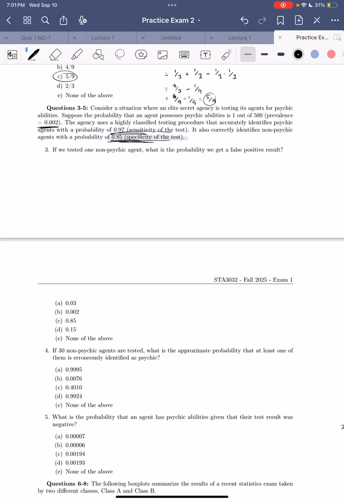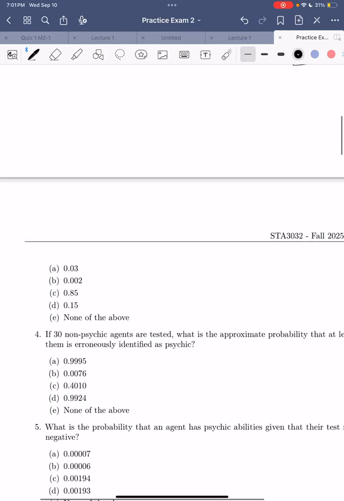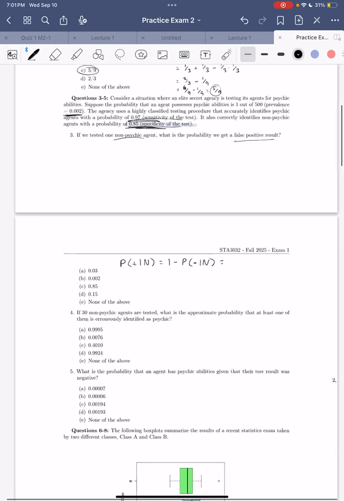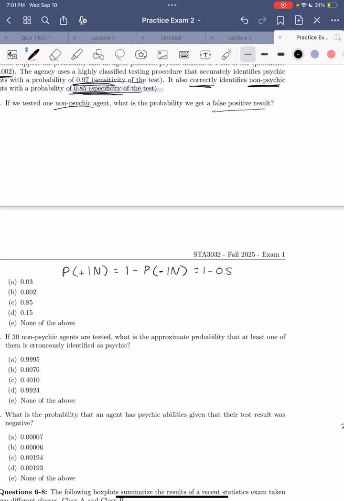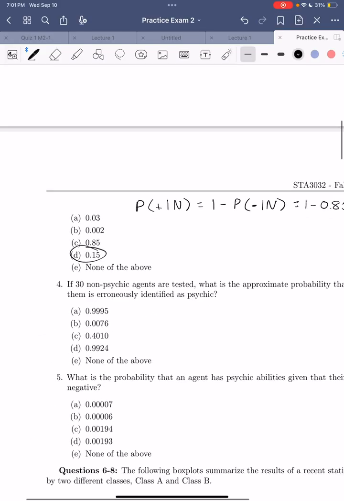Now we're trying to find, if we tested a non-psychic agent, the probability that we get a false positive result. So we're looking for the probability of a positive result given that the agent is non-psychic. That's the same as 1 minus the probability that the agent gets a negative result and is non-psychic. We already have that over here: the probability that a non-psychic agent is correctly identified, meaning they tested negative, is 0.85. So we can just do 1 minus 0.85, and that equals 0.15, which is this answer over here.